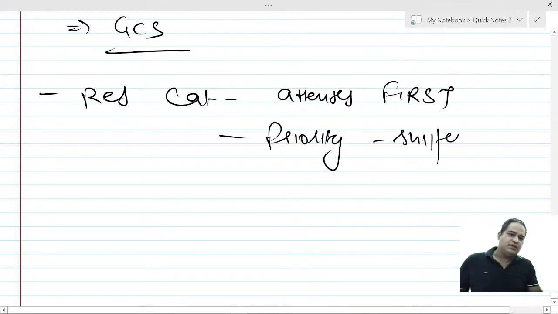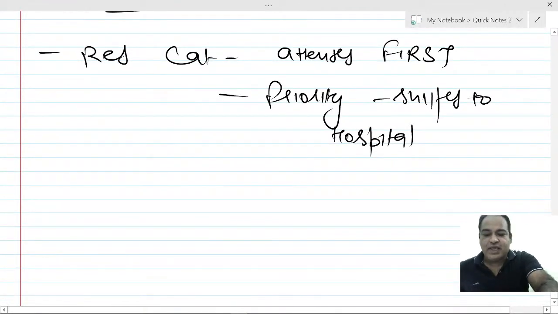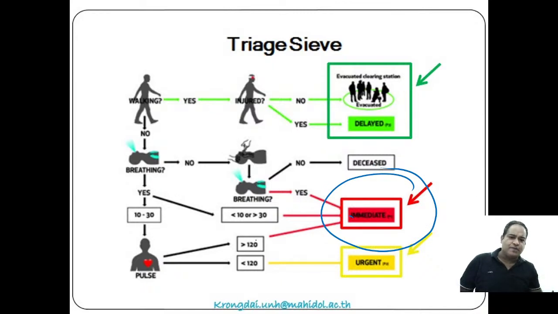Priority in being shifted to hospital. You see here how, in the scenario based question, will you be able to identify a red category patient? Red category patients require immediate attention.